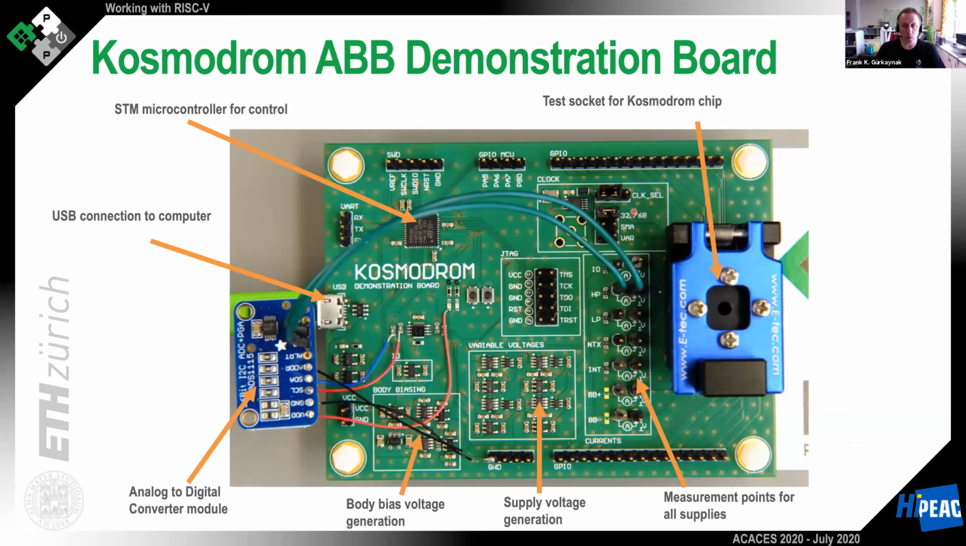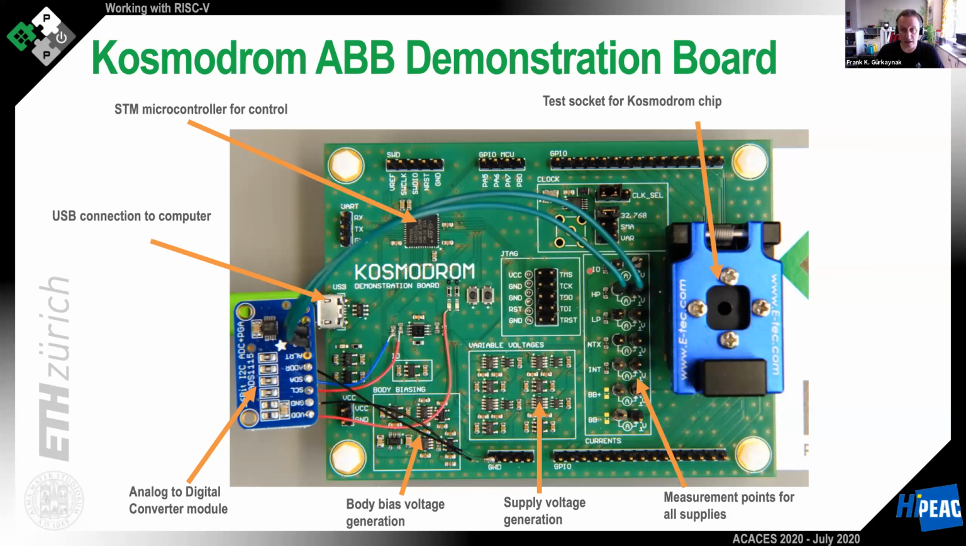The other part of Cosmodrome was the body biasing. For all the chips that I'm showing, I also want to show how they worked, so I'll now concentrate on the body biasing modes. We made this board for a demonstration for GlobalFoundries. This is the test socket where the chip is sitting.